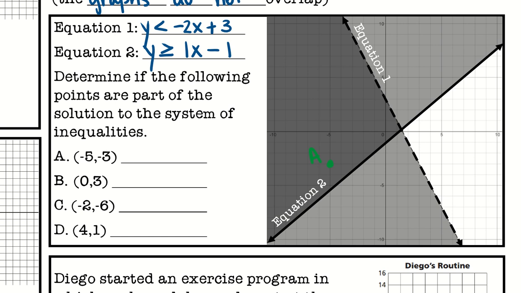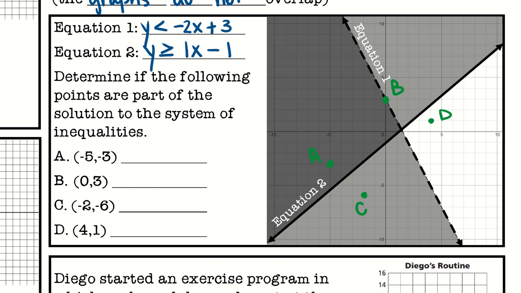Point B is at 0, 3. C is at -2, -6. And D is at 4, 1. So I've got points in all the different locations here. In order for a point to be a solution to the system of inequalities, it has to be double shaded, or work in both equations, or be on a solid line that would be attached to that double shaded area.